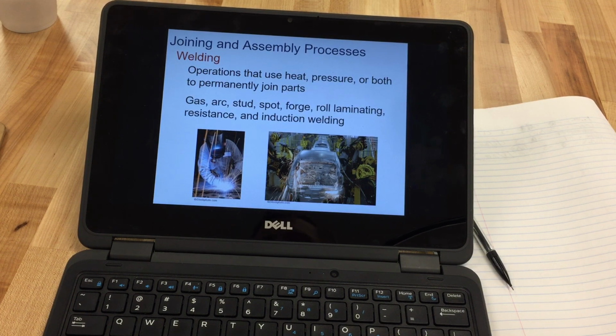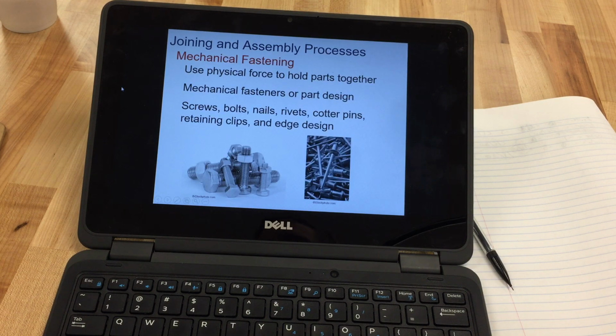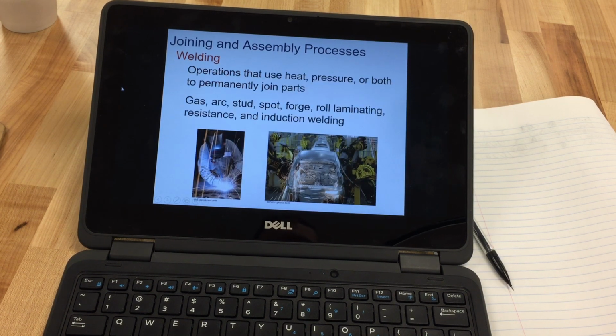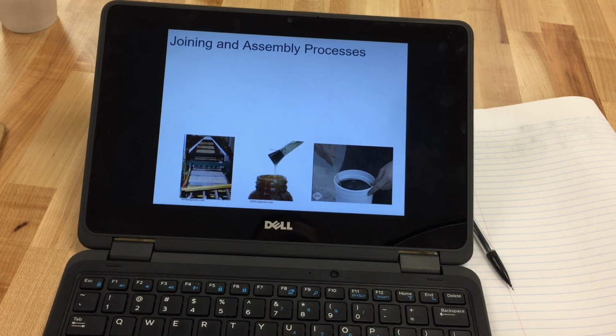Welding is where we literally use heat and pressure to permanently join parts, and you have different types of welding: gas, arc, stud, spot, forge, roll, resistance, induction. There's a lot of them out there. We're not going to get into those really. Just if your product was welded, you'll typically see some sort of weld bead or spot weld mark.